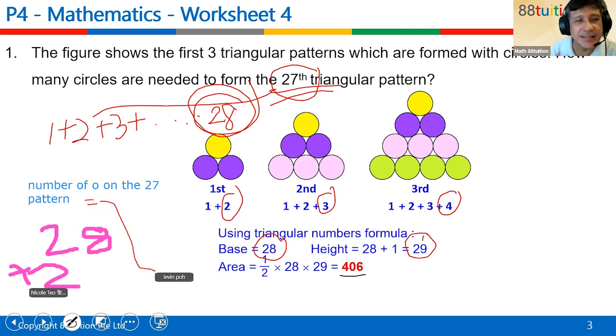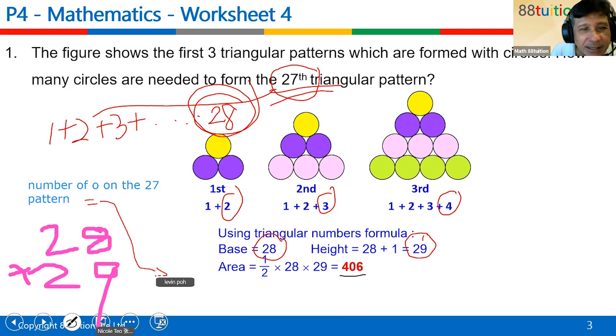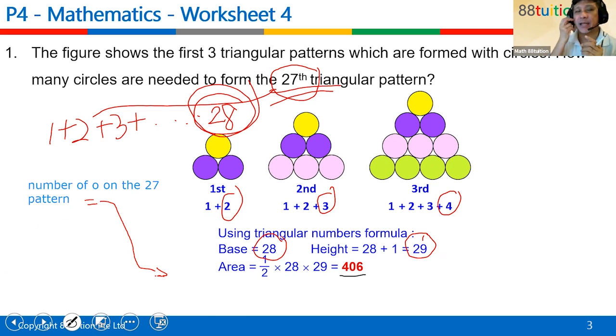So I can see that yeah, 28 times 29. Yes, Nicole is actually trying to multiply, right? You have to take 28 times 29 first, and you will get 812. After you get 812, that is actually two sets of this pattern. Then you must divide by 2 to get one set.